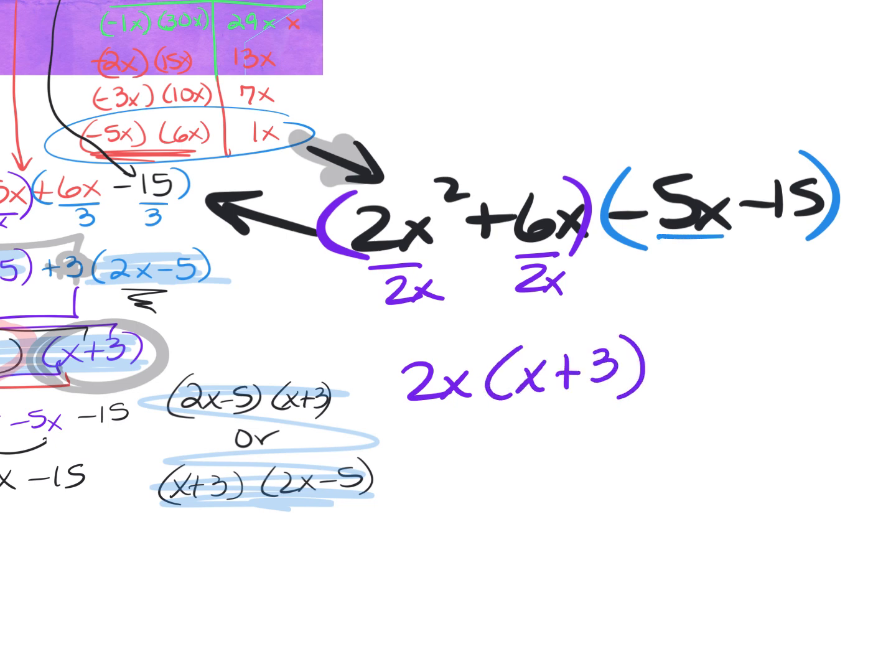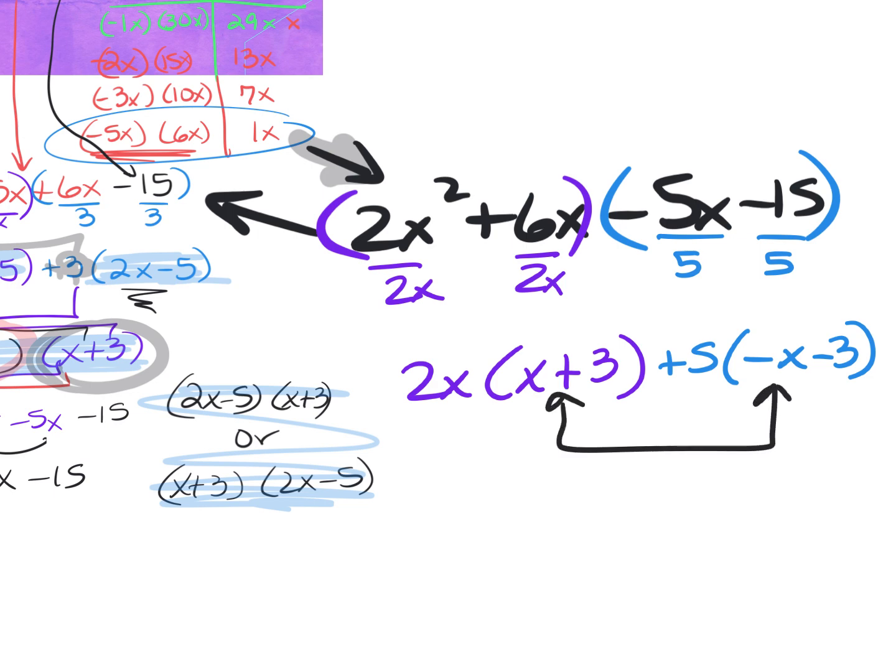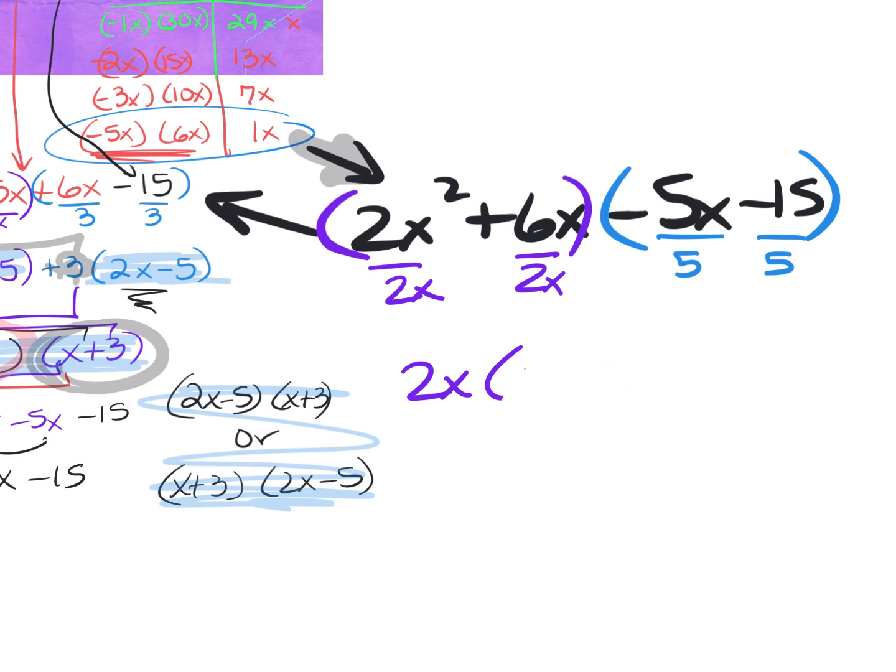Now, for the blue group, notice what happens if I pull out only a positive 5 GCF. Watch what will happen here. I end up getting a negative x minus 3. When you factor by grouping, these two need to look the same. If they don't, you either need to go back and rethink your GCF. The better GCF, which will actually work, is a negative 5, not a positive 5.